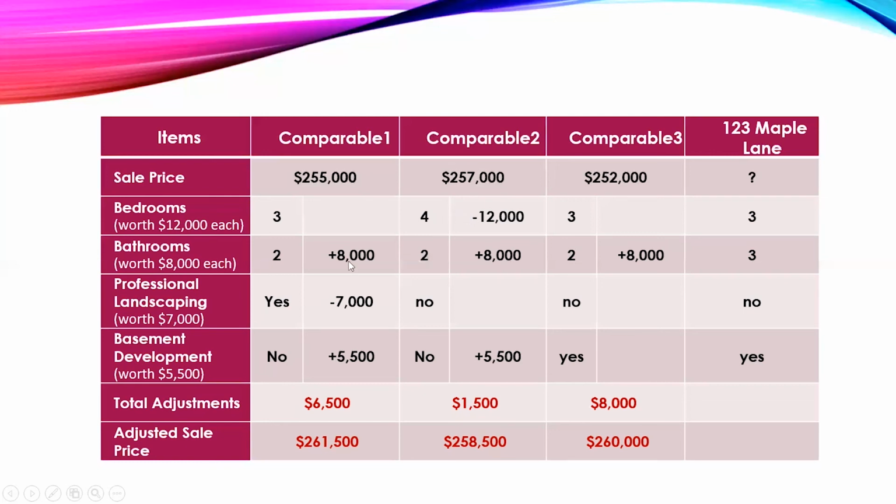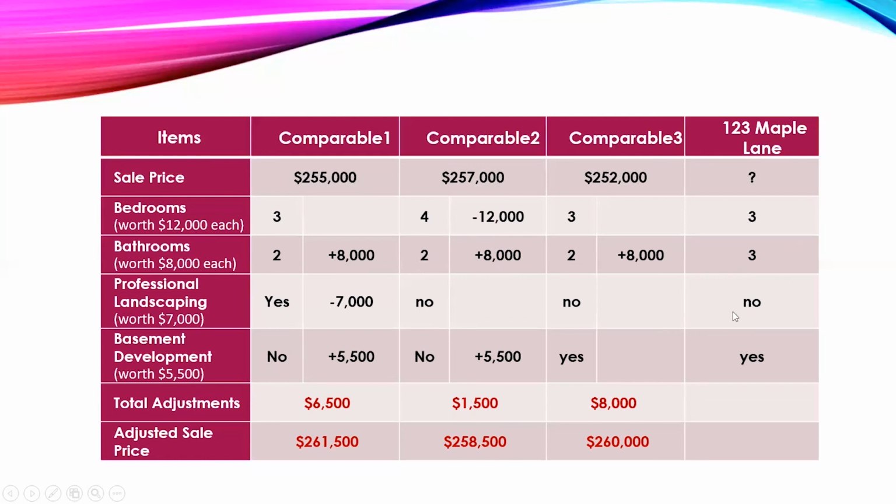Now, this property has 2 bathrooms, whereas our subject property has 3 bathrooms. So this is an inferior property from that perspective. So we'll have to make a positive adjustment to account for the extra bathroom here. So it's positive 8,000.